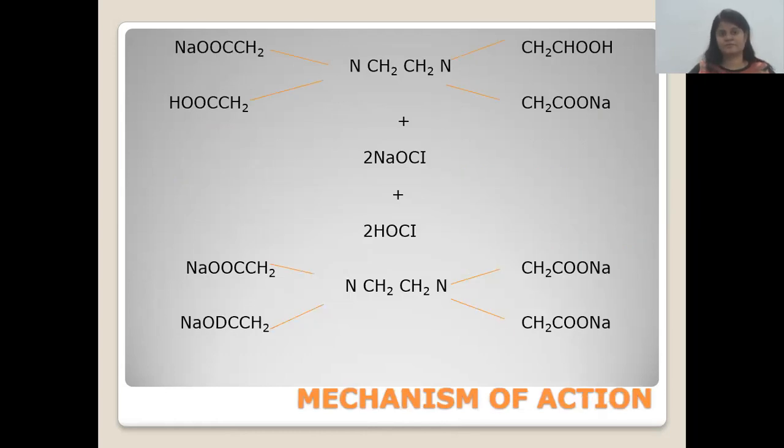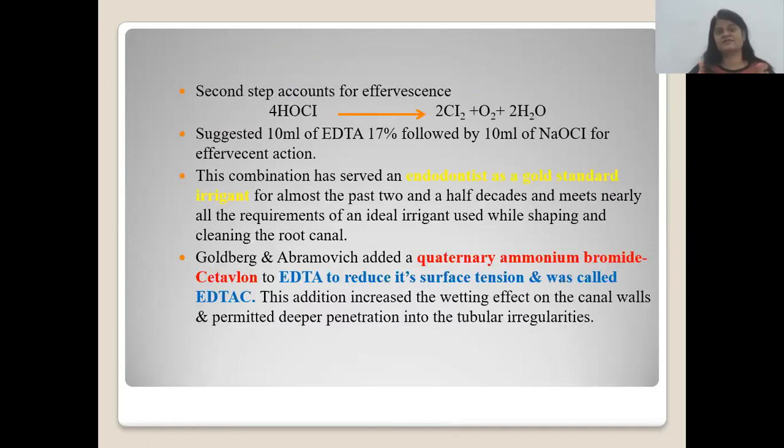Sodium hypochlorite with EDTA provides, in the presence of soluble hypochlorous acid, a reaction which is interchanging when sodium hypochlorite is used with EDTA. The second step accounts for the effervescence of hypochlorous acid, which provides chlorine plus water, oxygen plus water. So it is suggested that 10 ml of EDTA 17% followed by 10 ml of sodium hypochlorite has an effervescent action on the root canal. This combination has served endodontists as a gold standard for almost the past 2.5 decades and meets nearly all the requirements of the ideal irrigant used while shaping and cleaning of the root canal.